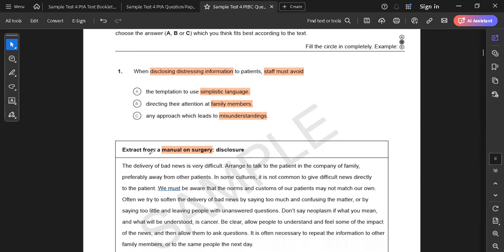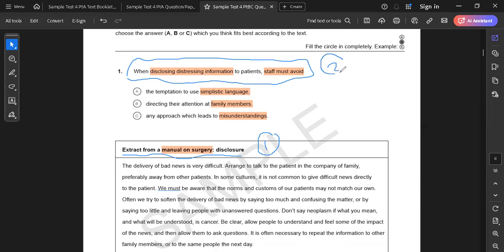Read the title. It will give you the idea what the text is about. This is your step one. So you understand that this is an extract from a manual on surgery. That's it. Now don't read anything after that. Step two is read the question now. When disclosing distressing information to patients, this is your step two. Staff must avoid. So it means you should avoid what?